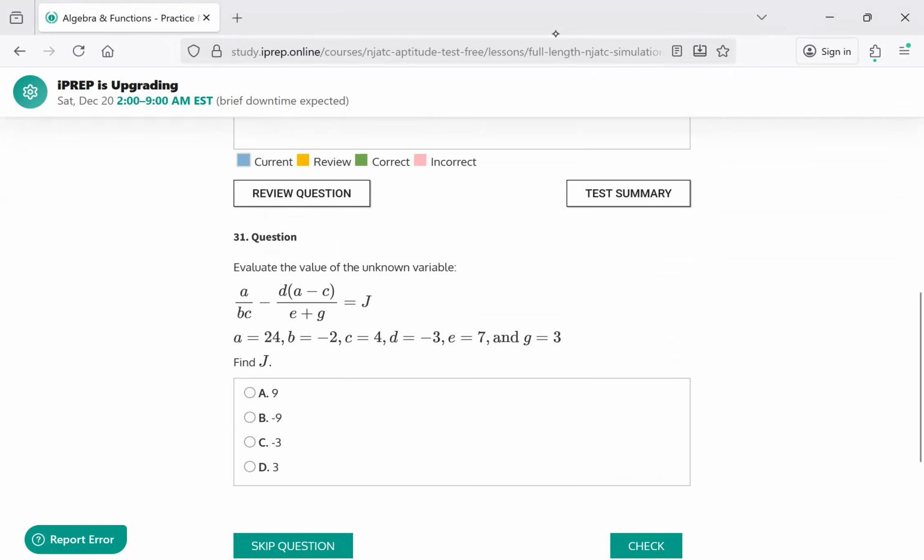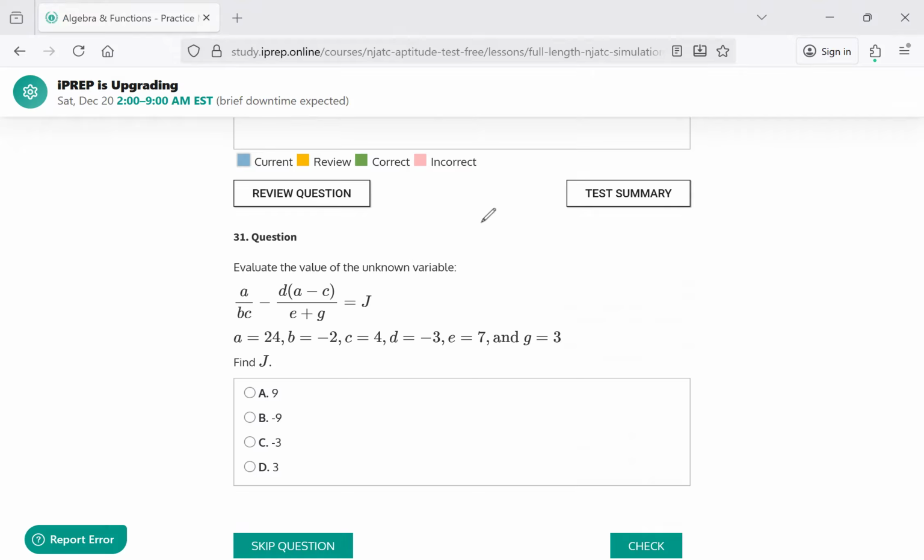31. This one you just plug in, and you'll get your answer. So they're saying A is 24, B is -2, C is 4, D is -3, E is 7, and G is 3. You want to know the J value. So there's no isolation because J is already isolated. You just plug in your values.